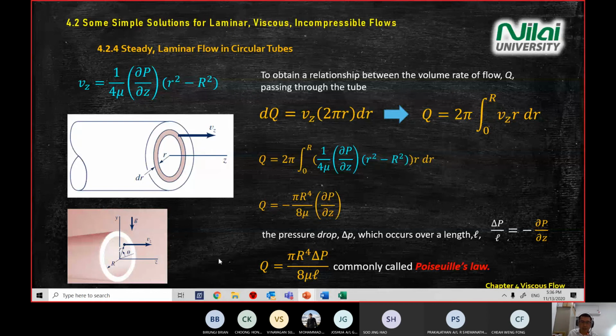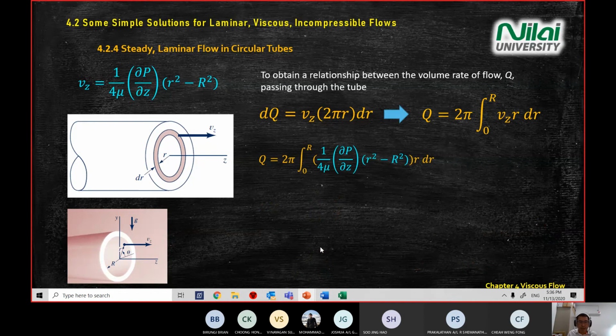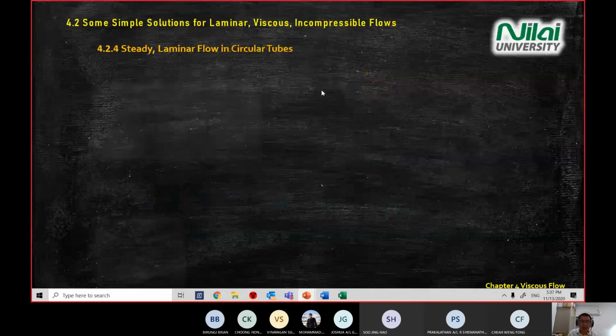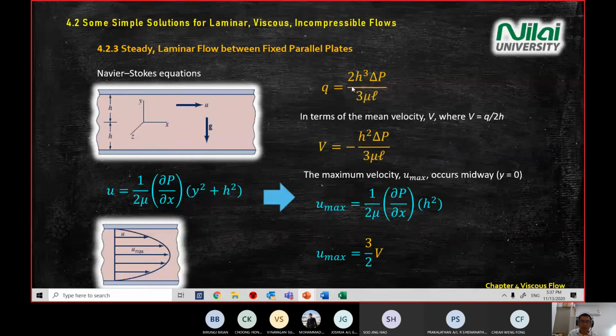You can check back, this is the same as what we learned in chapter 3. We have one law called Poiseuille's Law for steady laminar flow in circular tubes. Poiseuille's Law only applies for circular tubes. And for flat plates, we use this equation. For flat plates, we have small q per unit length. So far, in the textbooks that I read, there's no name for this q component.